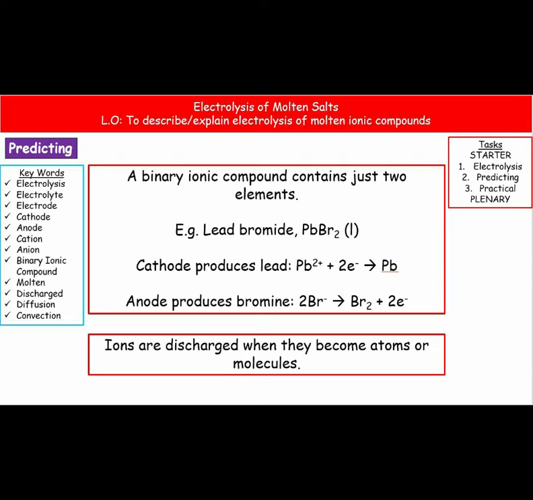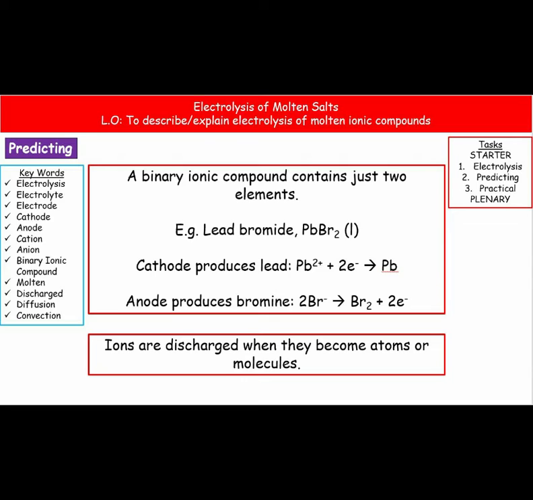So the lead ion is Pb2+, and when it reaches the cathode, it's going to gain 2 electrons. So 2 electrons are transferred from the cathode to the lead ions, and because obviously we've got that 2+ charge, we needed the 2 electrons. Once that's happened, we've made the neutral lead atom, Pb.